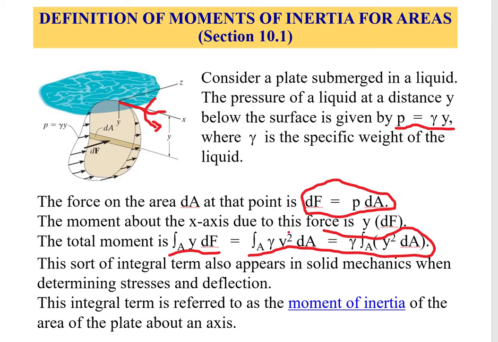Now, what does that mean? This integration, which we call the moment of the area, defines the tendency of the force to rotate the object about the x-axis. And you notice that this is the integration of y squared dA, which is the tendency of the force to rotate about the x-axis. So this is the definition of the moment of inertia. The definition came from that analogy.